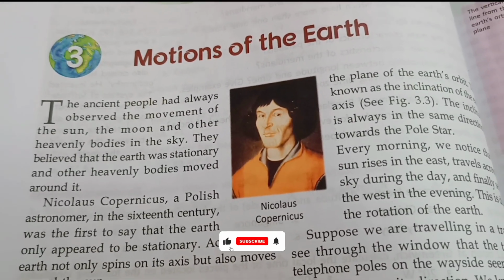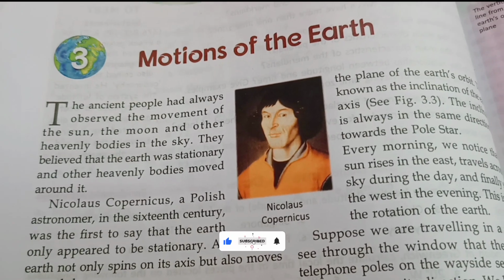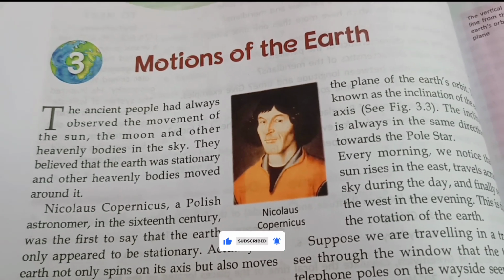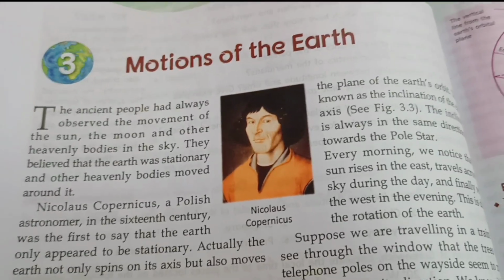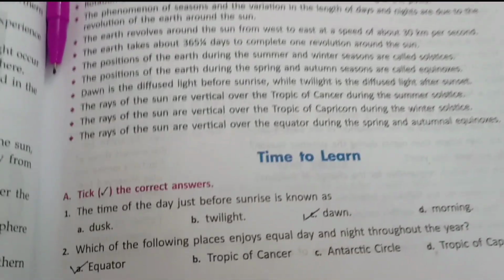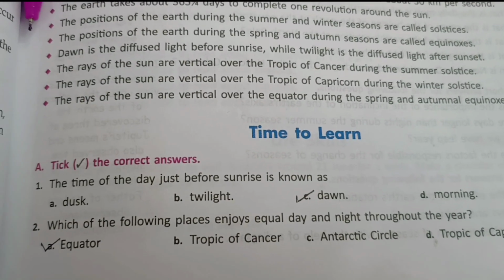Today I am going to give you the exercise question answers from chapter 3, Motions of the Earth, class 6 Geography, CBSE board. So let's start. At first we will solve the objective parts. Number A, tick the correct answers.